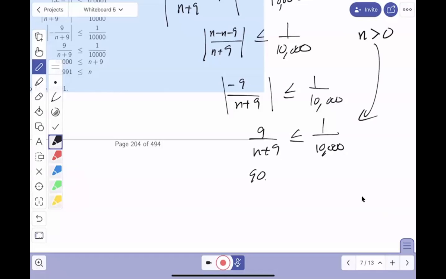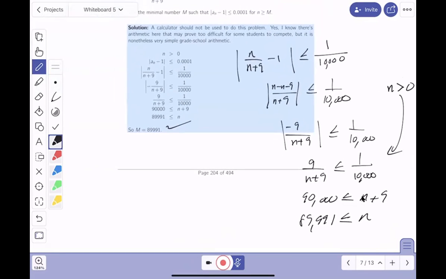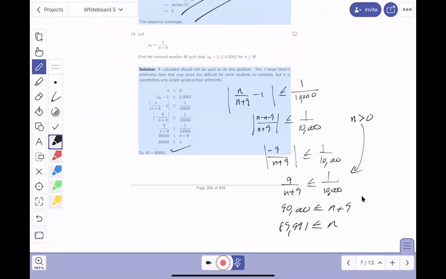So I would get 90,000 less than or equal to n plus 9. Oh boy, I've got to do some arithmetic over here. So what do you get? 89,991. I took away 9 from both sides. So what's the minimum value of n? The minimum value of n, for this to be true, is going to be 8991. Let's see if we got that right. And we got that right over here. All right, minimal value, for this to hold. All right, not bad. All right, let's go to number 15.